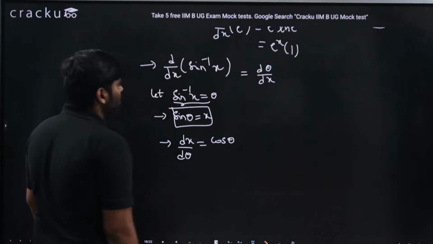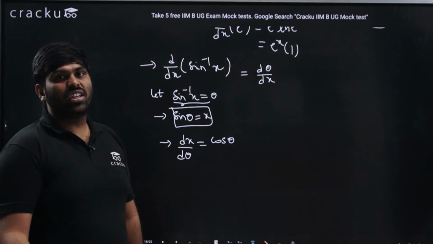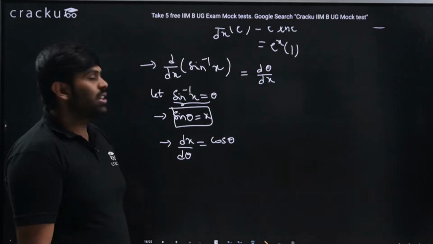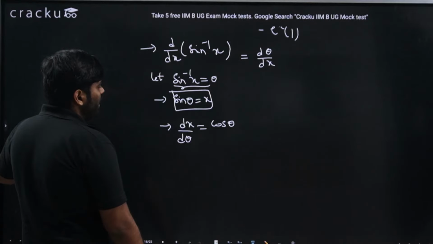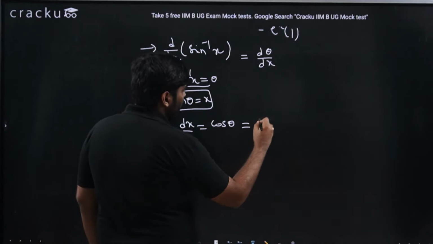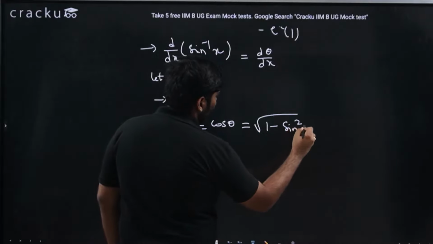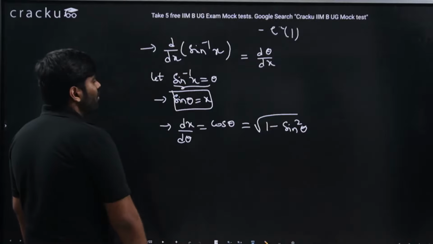This is nothing but cos theta, because if x is equal to sin theta, dx by d theta, that is differentiating sin theta with respect to theta, is nothing but cos theta. So dx by d theta is nothing but cos theta. But what can cos theta be written as? Cos theta can be written as root over 1 minus sin square theta.